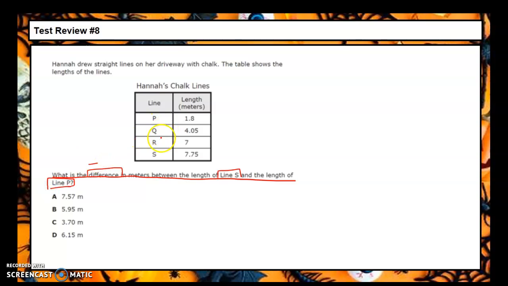So I'm going to go to line S and circle that number. And then I'm going to go to line P and circle that one. Everything else I get to eliminate because those don't matter. And then I'm going to subtract.